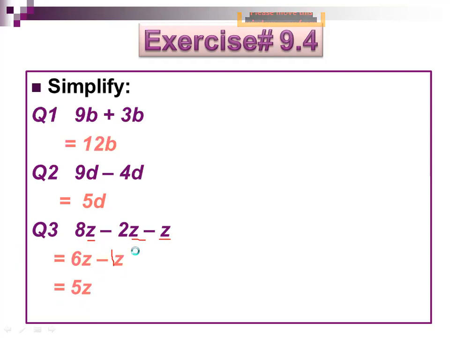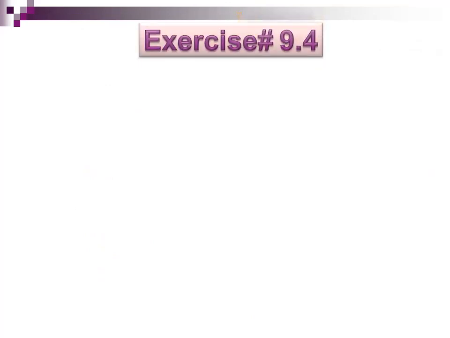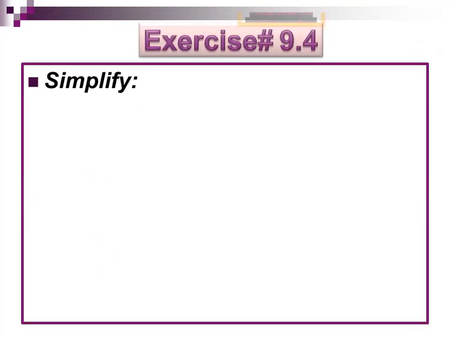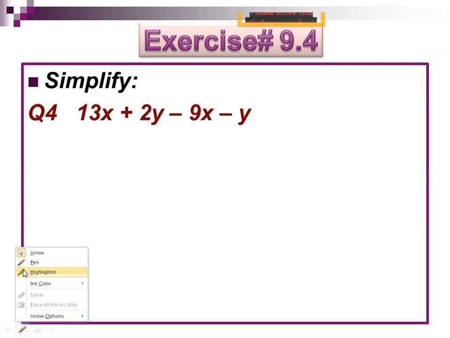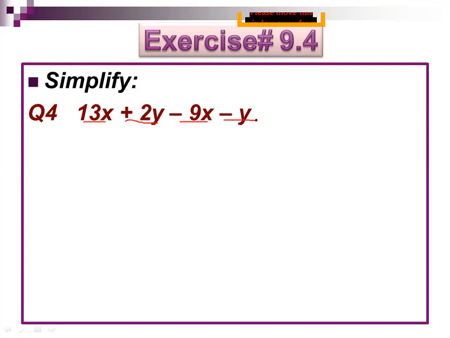Now move on to some more questions from exercise number 9.4. Again, what you have to do is simplify. Now consider this one, a little bit different. Just suppose here you have 13x plus 2y minus 9x minus y. How many terms are there? This is the first term, 13x, and this is minus 9x. You will consider that these are like terms, and plus 2y and minus y are the unlike terms.